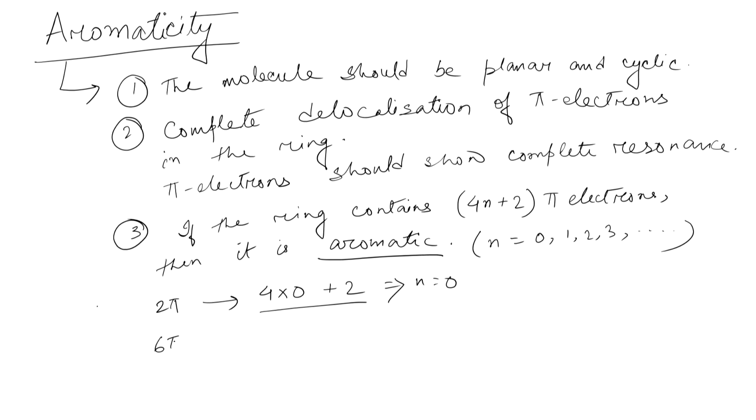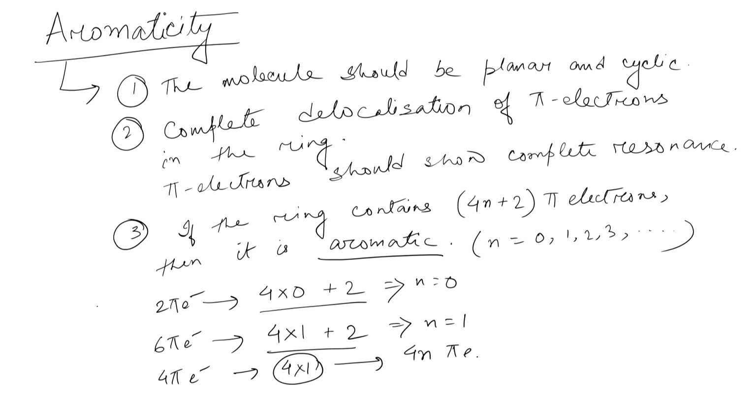If we have 6 pi electrons, that is 4 into 1 plus 2, that is 4 plus 2, so 6. In this case, n equal to 1. So, this is also 4n plus 2. This is aromatic. Now, if we have 4 pi electrons, can it be written as 4n plus 2, right? 4 into 1 plus nothing. So, this cannot be aromatic. Okay. For these type of compounds which contain 4n pi electrons, they are called anti-aromatic.